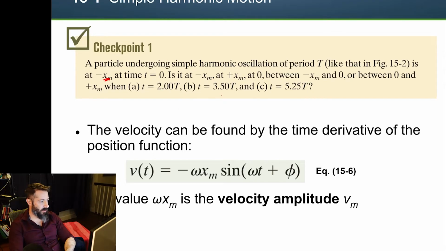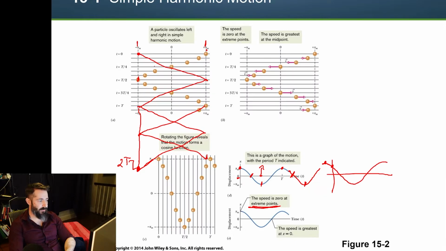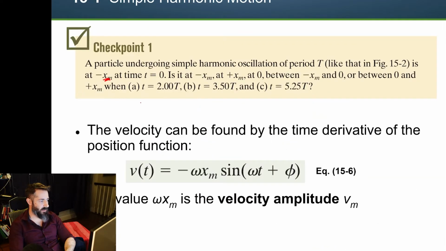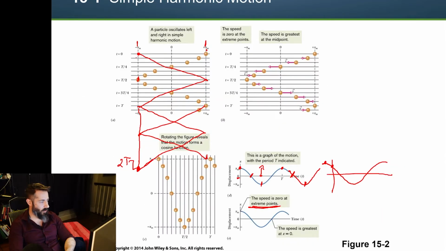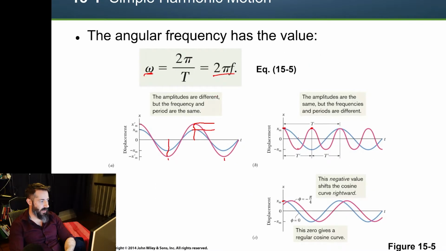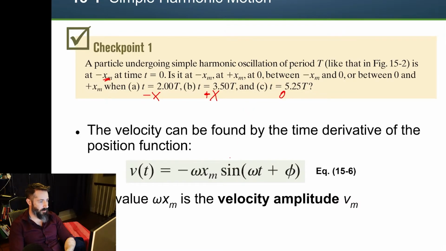So we go back to the next part. Where is it at 3.5T? Look at this again. You can just put the 3 here. It's still a half. It's going to be, in this case, at the positive x. So the first answer is negative x, positive x. And then where is it at 5.25? 5.25 is just going to be a quarter. It doesn't matter, it's times 5. It's just going to be at 0. So this is 0. It just erased my thing because it's on the other slide. But see, negative, positive, 0.